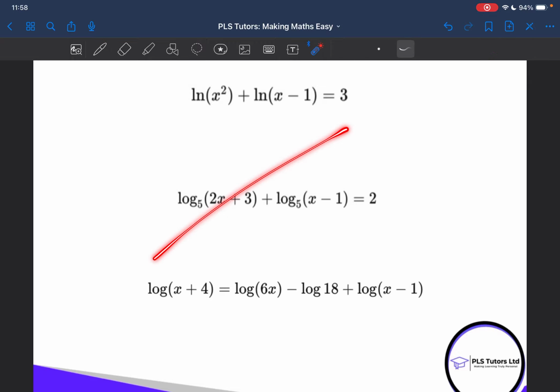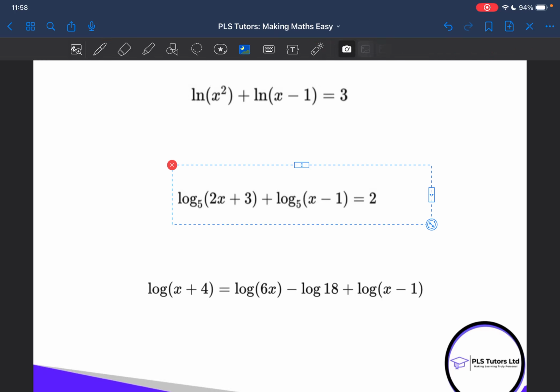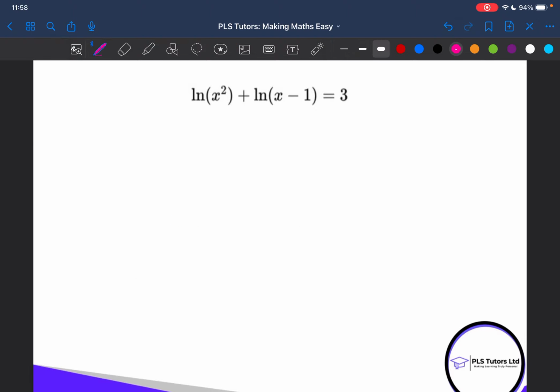So today we're going to go through these 3 questions on how to solve logarithm equations. There's a few things you need to know before we start off, but I'm just going to get rid of these ones off the screen and we'll get to those later on. Okay, so there's 2 ways to solve.